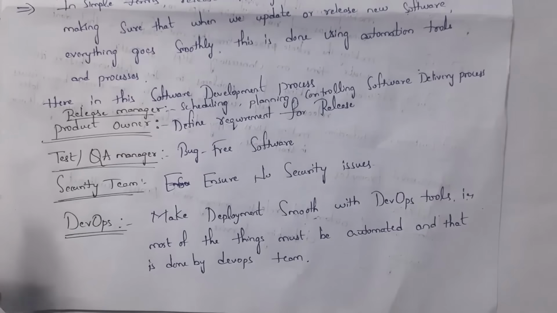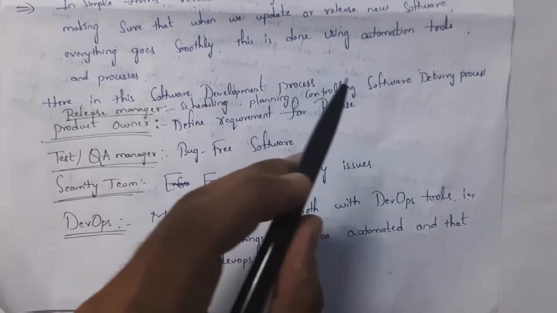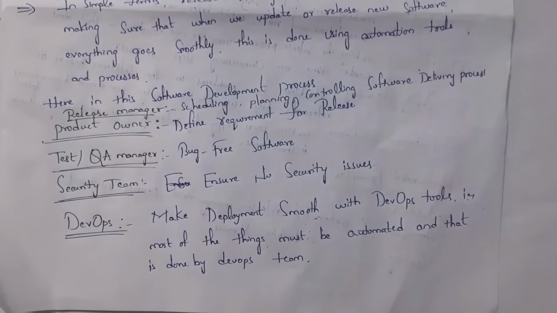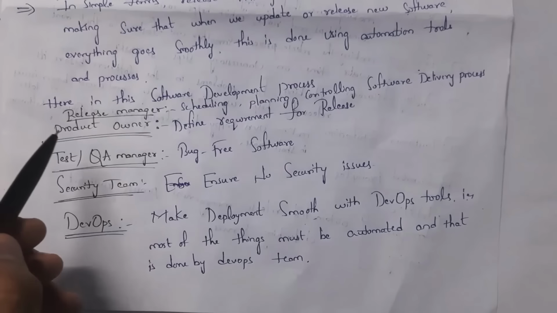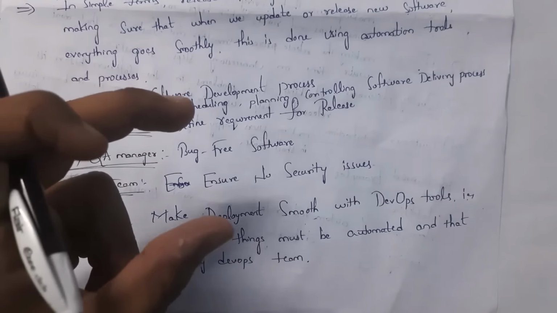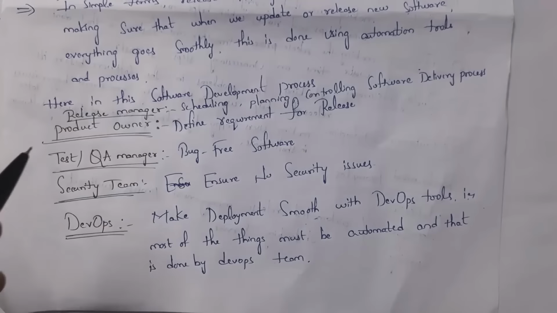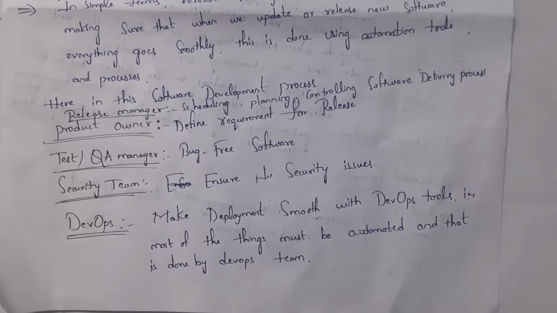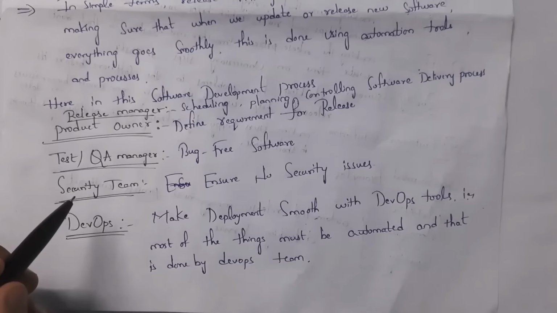Guys, in the software development process, the release manager will perform scheduling, planning and controlling the software development process. When to start that software and how to complete the software. This entire control is under the release manager. And next one is product owner. What kind of software users want and what are the features that must be present in the software. Everything is prepared by the product owner. And whereas the testing manager is responsible for testing software in order to make that software bug free, and whereas the security team will provide security to that software.